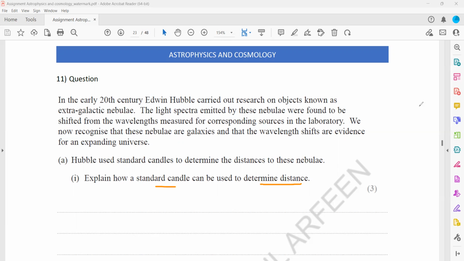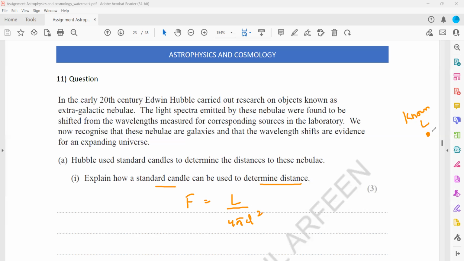When we apply the concept of a standard candle, we say that this star or this object has a known luminosity. So we know the luminosity of the object. What we do is measure the radiation flux, or brightness, of the candle on the Earth, and then we use the formula that the flux is equal to luminosity divided by 4 pi d squared.